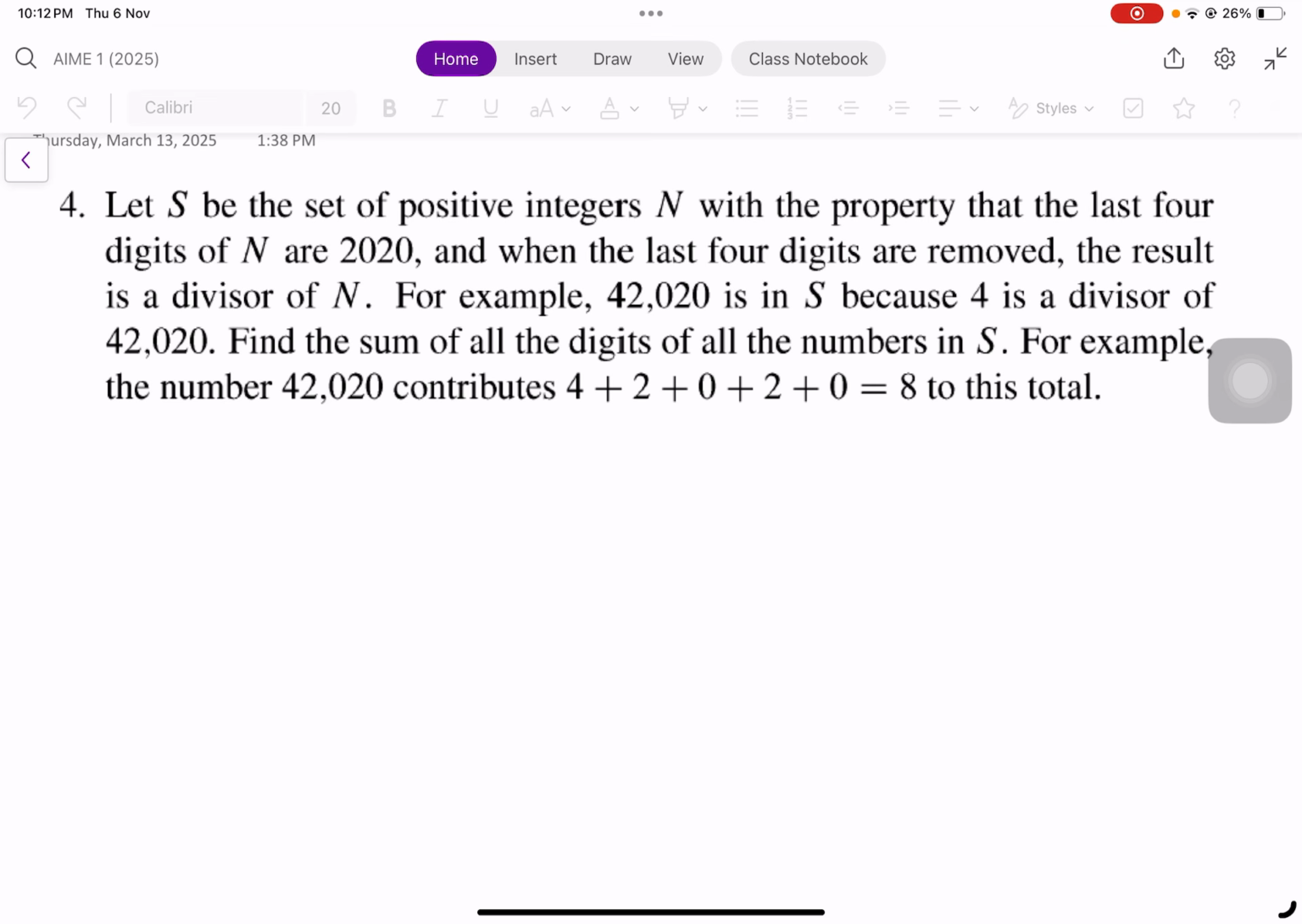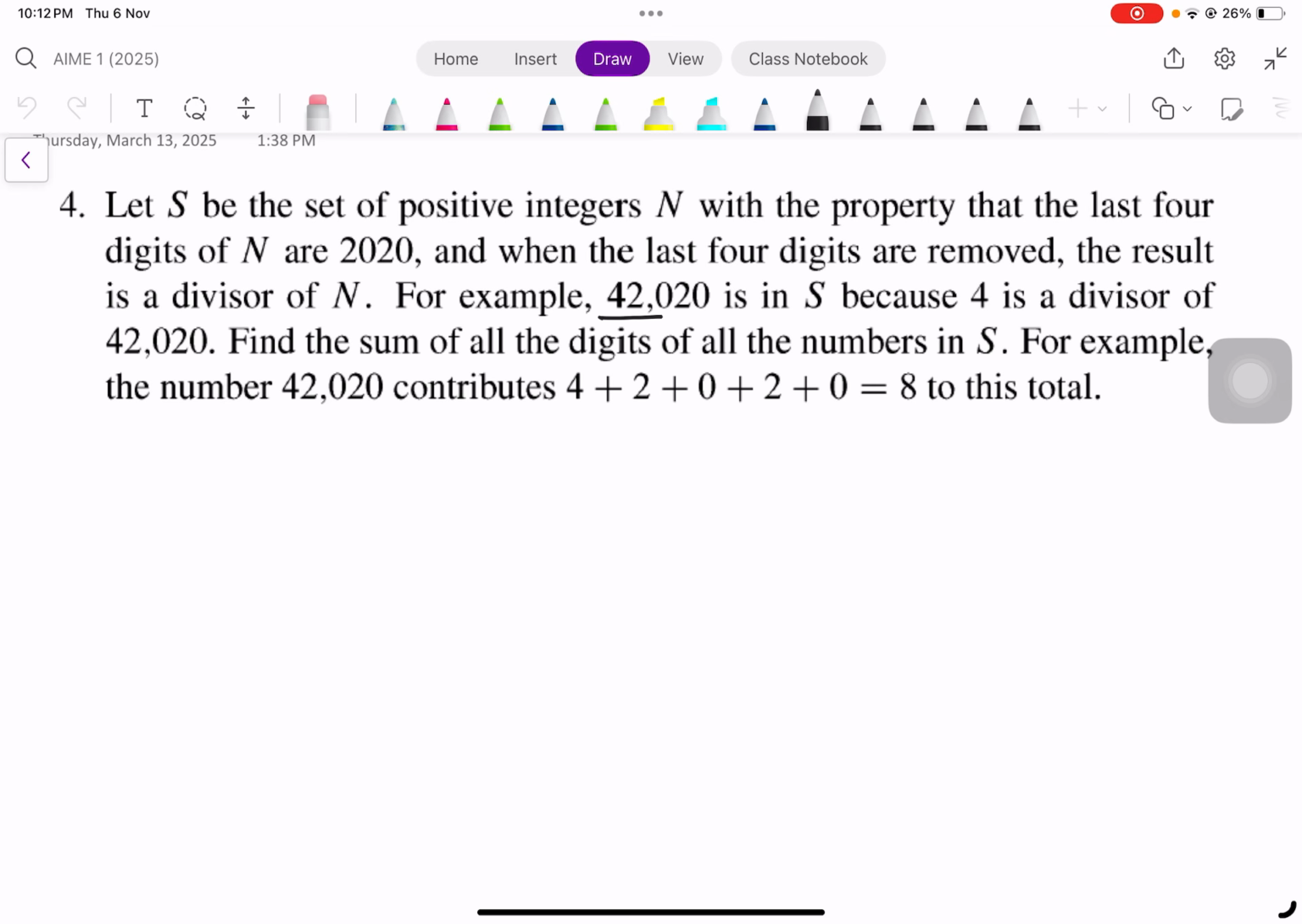For example, the number 42020 contributes 4 plus 2 plus 0 plus 2 plus 0, which is equal to 8 to this total. Therefore, let's use this example as a discussion first. This is 42020. The last four digits are removed, and this number 4, and this number is actually n. It says that the number left behind, 4, is in fact a divisor of n.